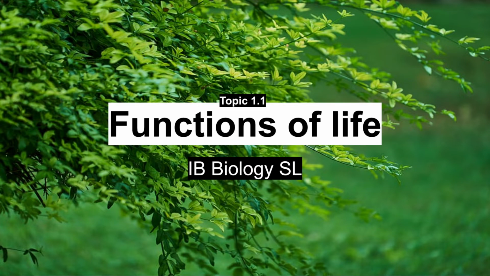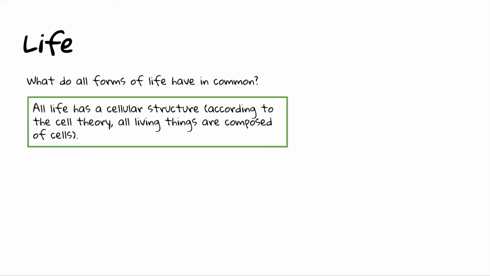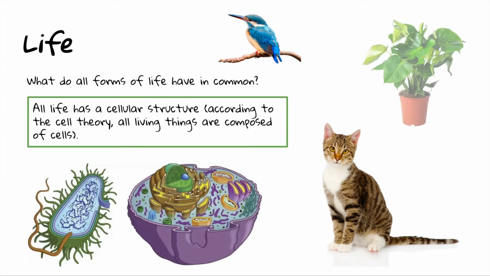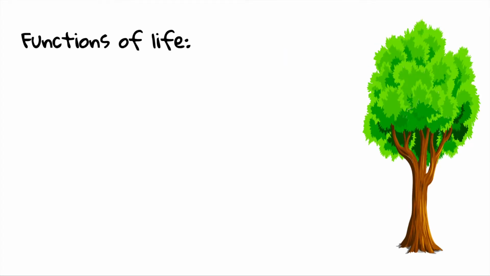In today's video we'll be talking about the functions of life, and this falls under topic 1.1 of the IB biology syllabus and includes standard level and high level content. So first of all, what do all forms of life have in common? Now this relates back to the cell theory. All living things are composed of cells with their cellular structures, and these organisms all have a basic similarity, and it's the fact that they complete the functions of life, the life processes. And there are 7 basic life functions that we need to be able to know and understand.